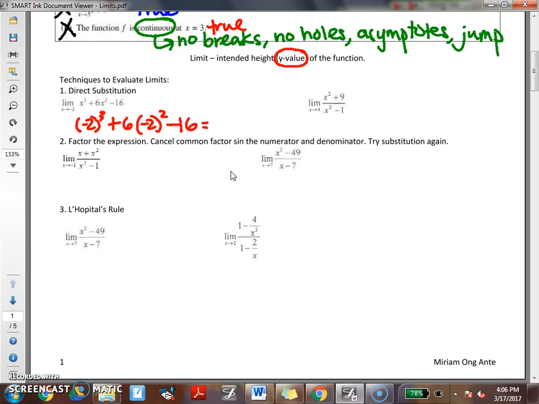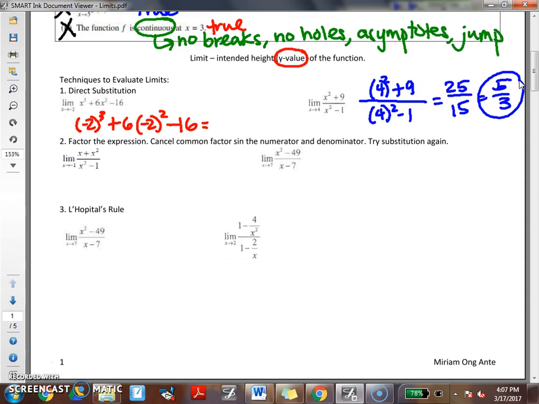Next up, another example. So the first thing I'm going to think about, well, can I just plug in the x value for, let's try, 4 squared plus 9 over 4 squared minus 1. Perfect. Just plug it in, solve. So if you do this by hand, it'll be 16 plus 9, 25, and 4 squared minus 1, 15. Yeah, 5 over 3.